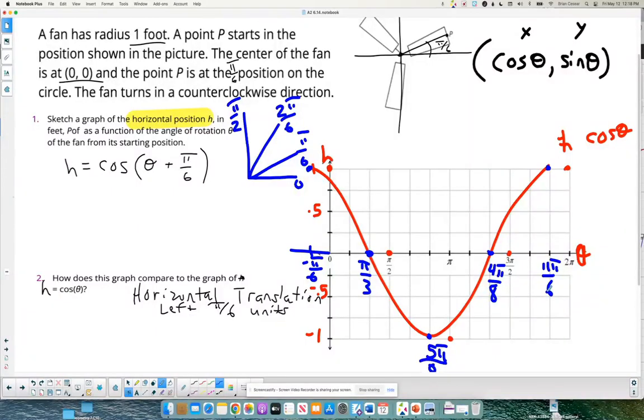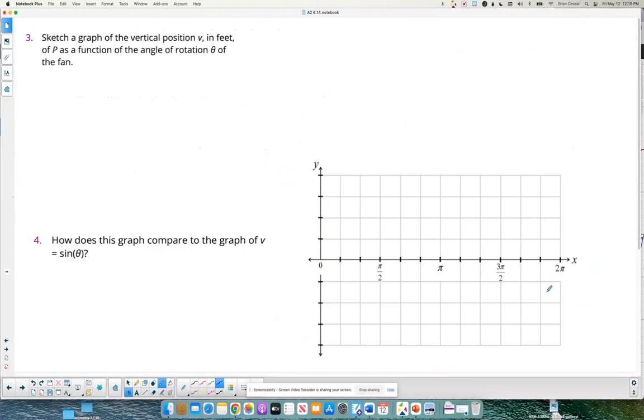If you're not sure about the coordinates, you could always take the x coordinates and subtract pi over 6 from your table if you wanted to. All right, on to the next one.